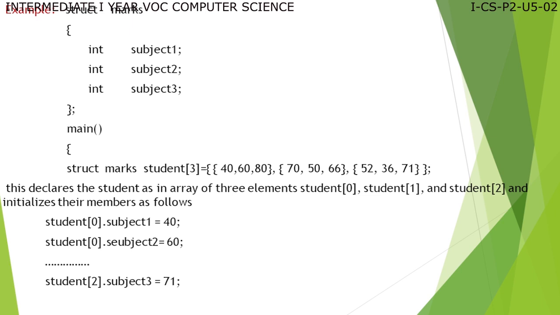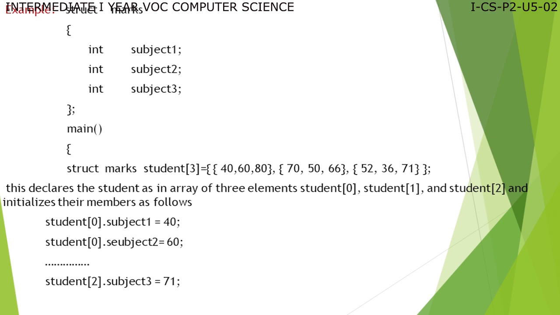And initialize the members. Here, how will the values be initialized internally? Now, student 0 of subject 1 is 40, student 0 of subject 2 is 60, subject 3 is 80. Then student 1 of subject 1 is 70, student 1 of subject 2 is 50, student 1 of subject 3 is 66.